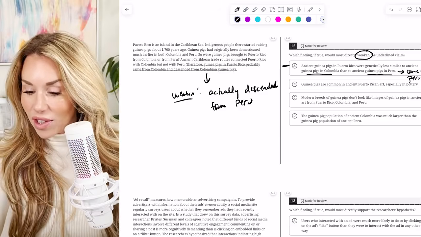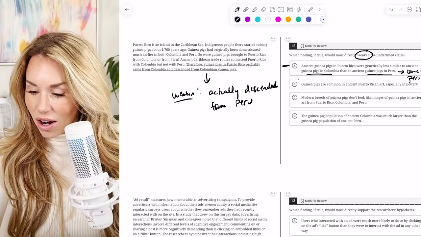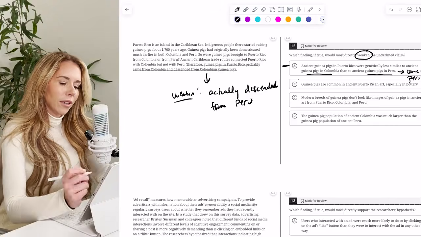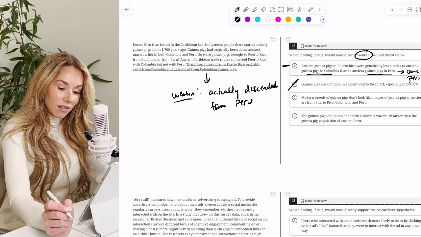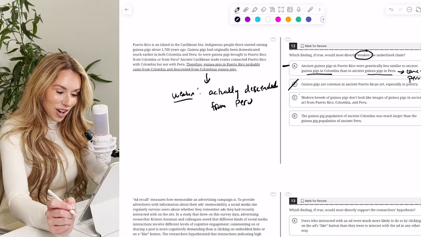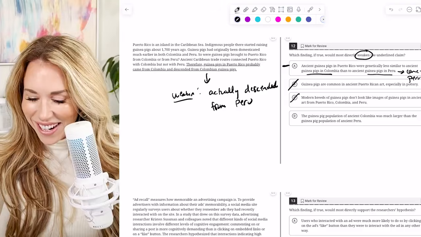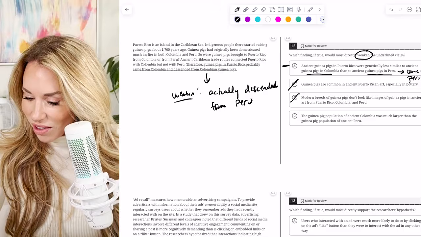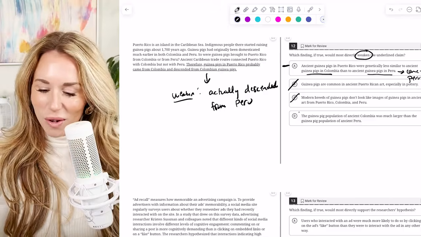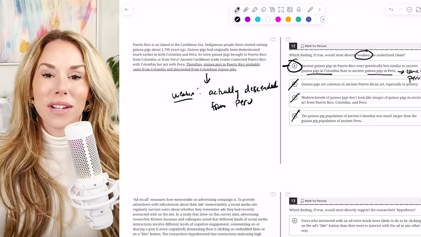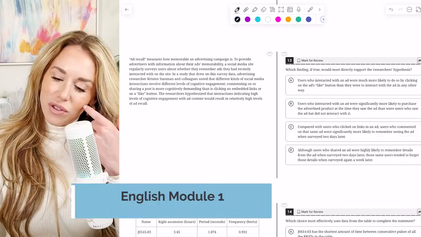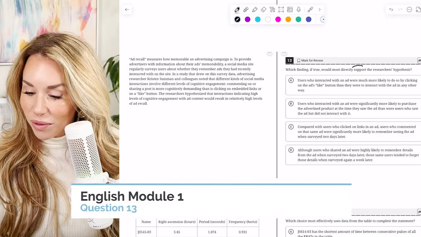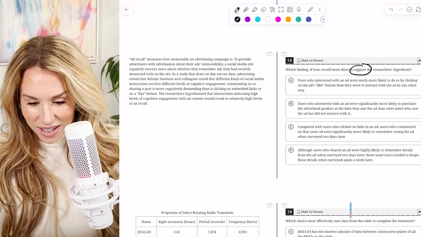B. Guinea pigs are common in ancient Puerto Rican art. Definitely irrelevant. C. Modern breeds of guinea pigs don't look like images of guinea pigs in ancient art. Again, irrelevant. D. The guinea pig population of ancient Colombia was much larger. Also irrelevant. Oh my gosh, this was almost too easy. Let's go to 13. Which finding, if true, would most directly support the researchers' hypothesis?